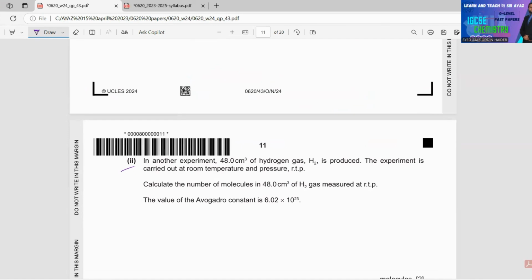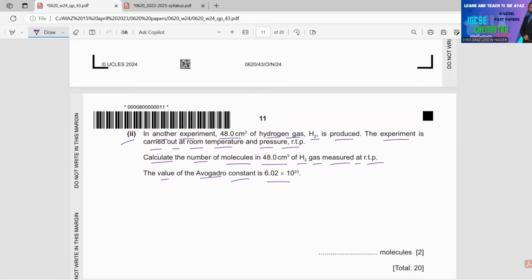Moving to next part, which is part 2. In another experiment, 48 cm3 of hydrogen gas H2 is produced. The experiment is carried out at room temperature and pressure, RTP. Calculate the number of molecules in 48 cm3 of H2 gas measured at RTP. The value of the Avogadro constant is 6.02 times 10 to the power 23. So in this, first of all, we need to convert the volume of hydrogen into moles. And they have provided 48 cm3.